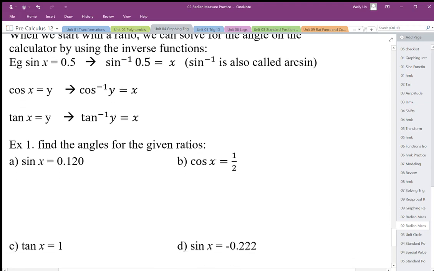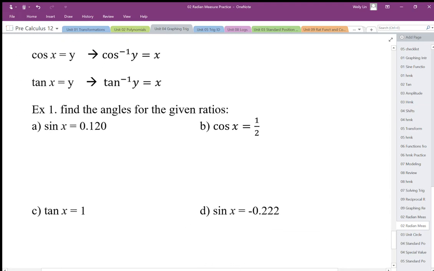Okay, so when I'm given these ratios, I want you to be able to write the arc sine form. So the arc sine form looks like this. The inverse form, the arc sine is going to be of 0.120 equals x. Then I can solve this. Okay, so that is not a special angle, so I need my calculator. And I get an angle of 0.12. The angle x is approximately equal to 0.12 radians.